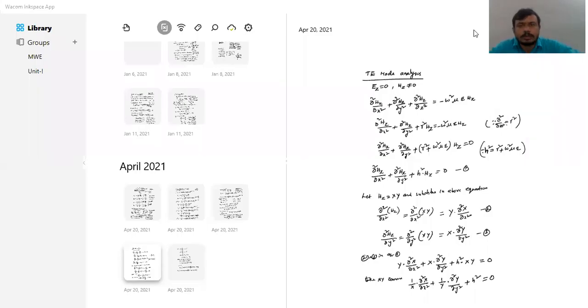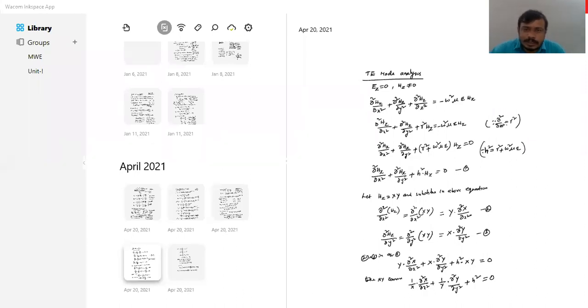Okay. So TE mode analysis. Last class we started how to find all the field components like Ex, Ey, Ez, Hx, Hy, Hz for a rectangular waveguide in case of TM mode and TE mode. TM mode was already covered in the last classes. So now we're going for the TE mode analysis.